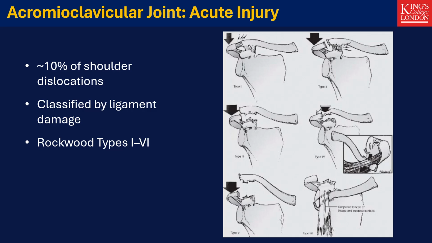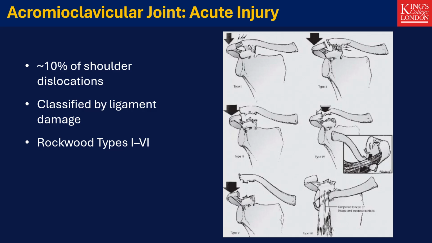Type 3 disrupts both AC and corticoclavicular ligaments, producing superior clavicular displacement and increased corticoclavicular distance. Types 4 through 6 are unstable injuries. Type 4 displaces posteriorly into the trapezius. Type 5 shows marked superior displacement with fascial disruption. Type 6 injury is rare and displaces inferiorly beneath the coracoid or acromion.